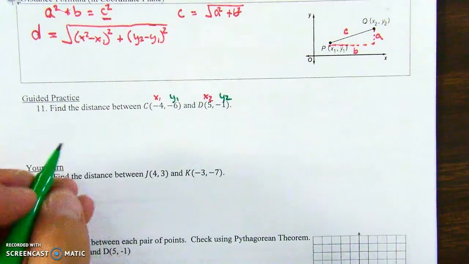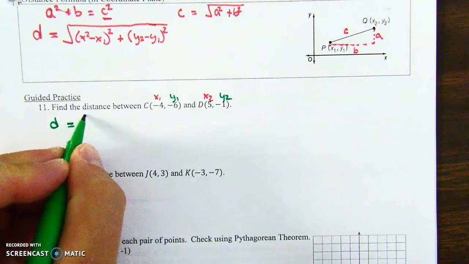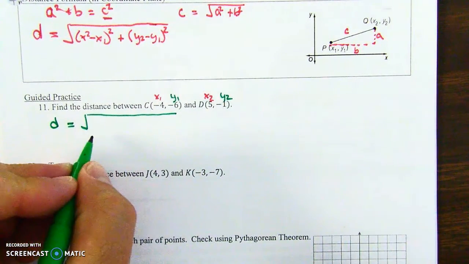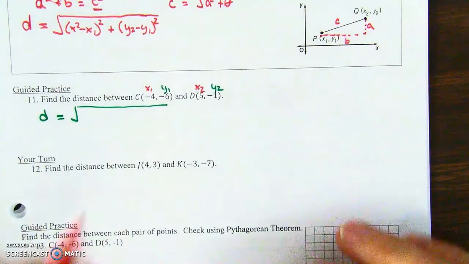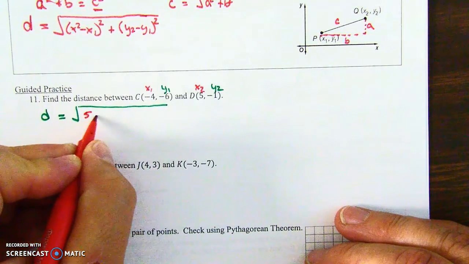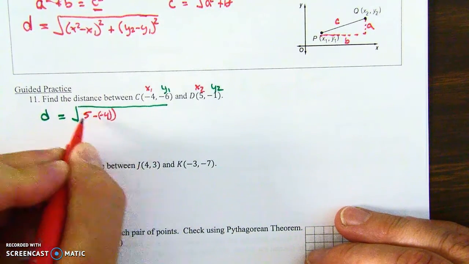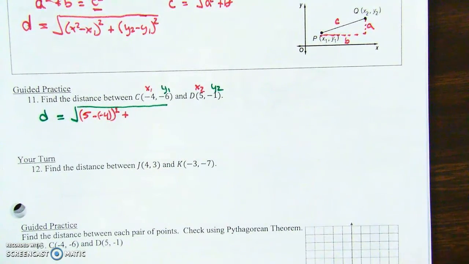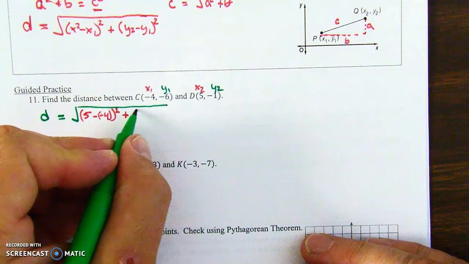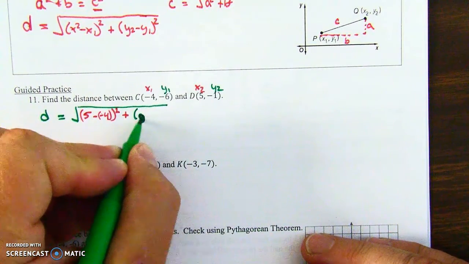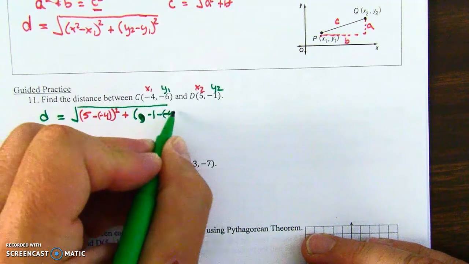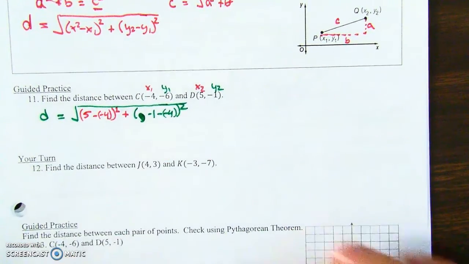Okay? So let's set this up where we're going to go d equals the square root of, we're going to label this up here, so again, we'll use the red for this. We're going to go 5 minus a negative 4, and we put that negative 4 in parentheses, and we're going to square that. We're going to put a plus sign. We're going to do the same thing for this one, negative 1 minus negative 4 in parentheses squared. Okay? So we got the math on that part. So now we just do math.